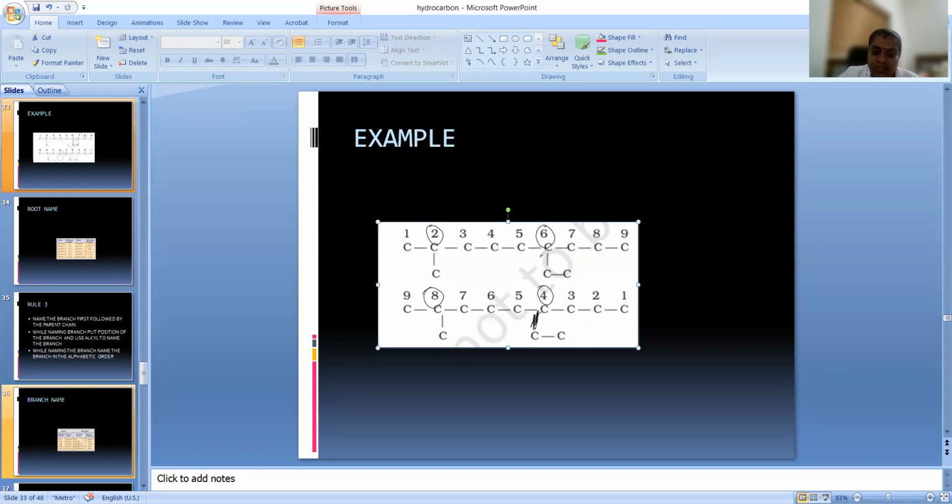So which numbering is preferred? If you have doubt which is correct, you are getting branches at 2 and 6. Add them: 2 plus 6 is equal to 8. In the other numbering the branches are at 8 and 4, so 8 plus 4 is equal to 12. So which branching is better? The one getting the lower number by addition is the better numbering. So this is the correct numbering, not this.